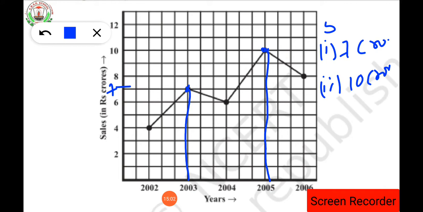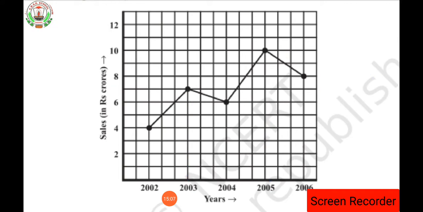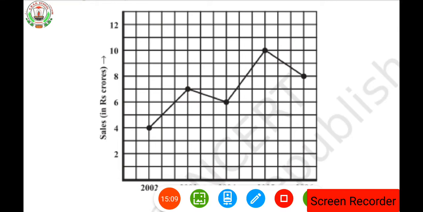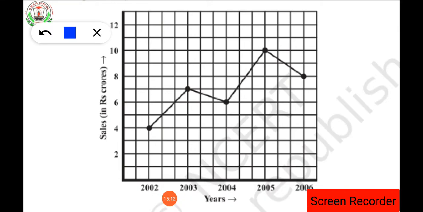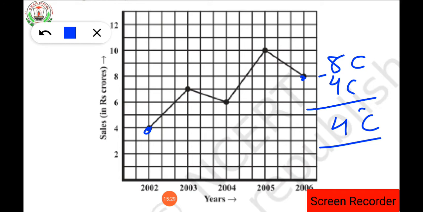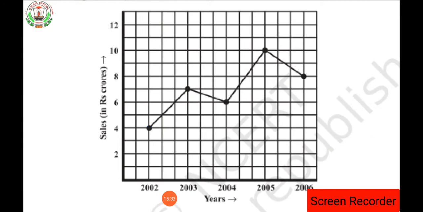Then compute the difference between 2002 and 2006. So here we have to compare the difference in 2002 and 2006. So 4 crores is in 2002, isn't it? And in 2006 it is 8 crores. So we have to compute the difference between the crores. So it will be how much? That will be 4 crores is the difference between 2002 and 2006. That means the production has increased if we look at the graph from 2002 to 2006.